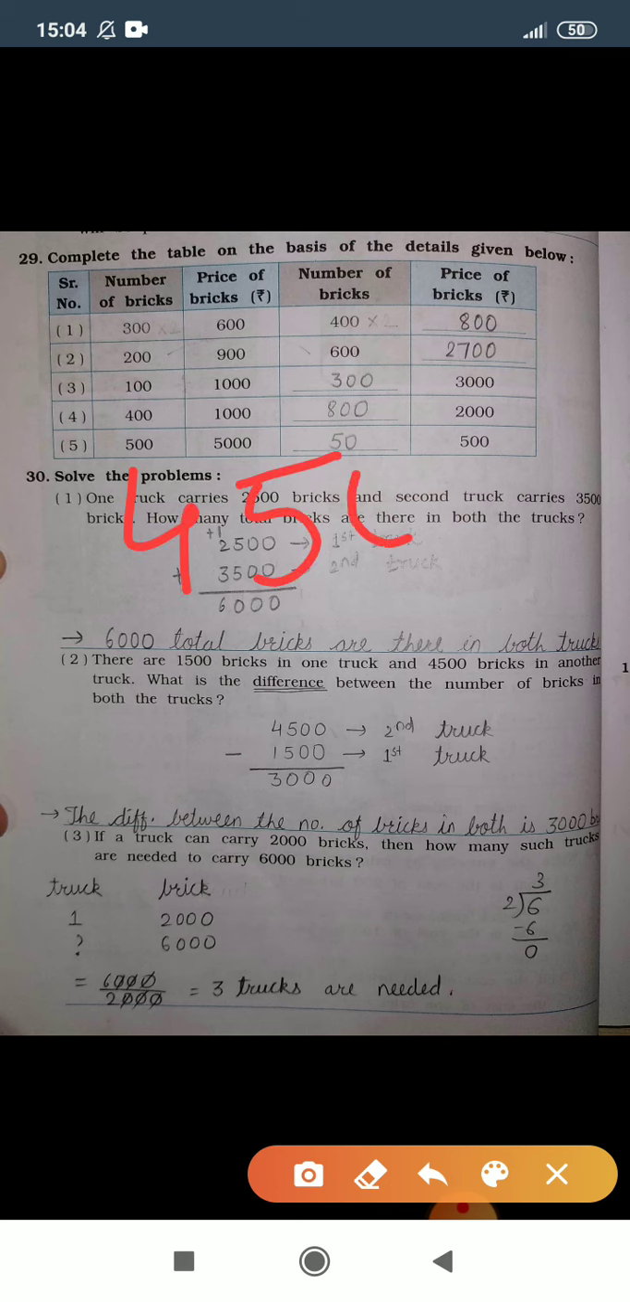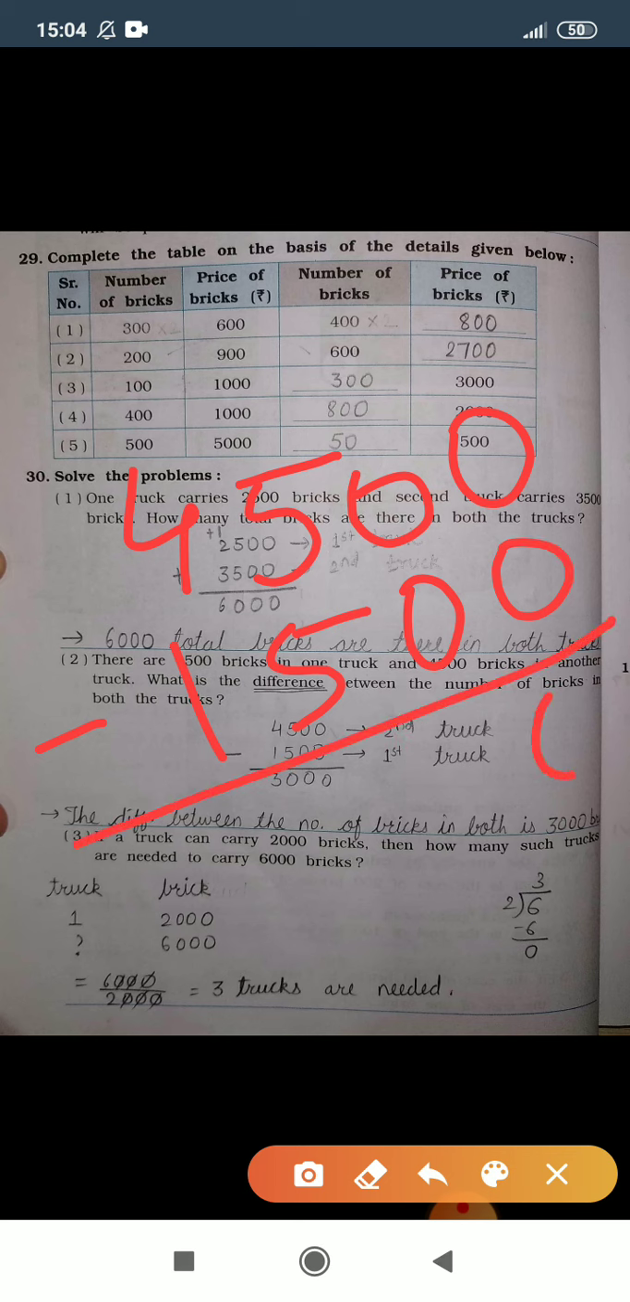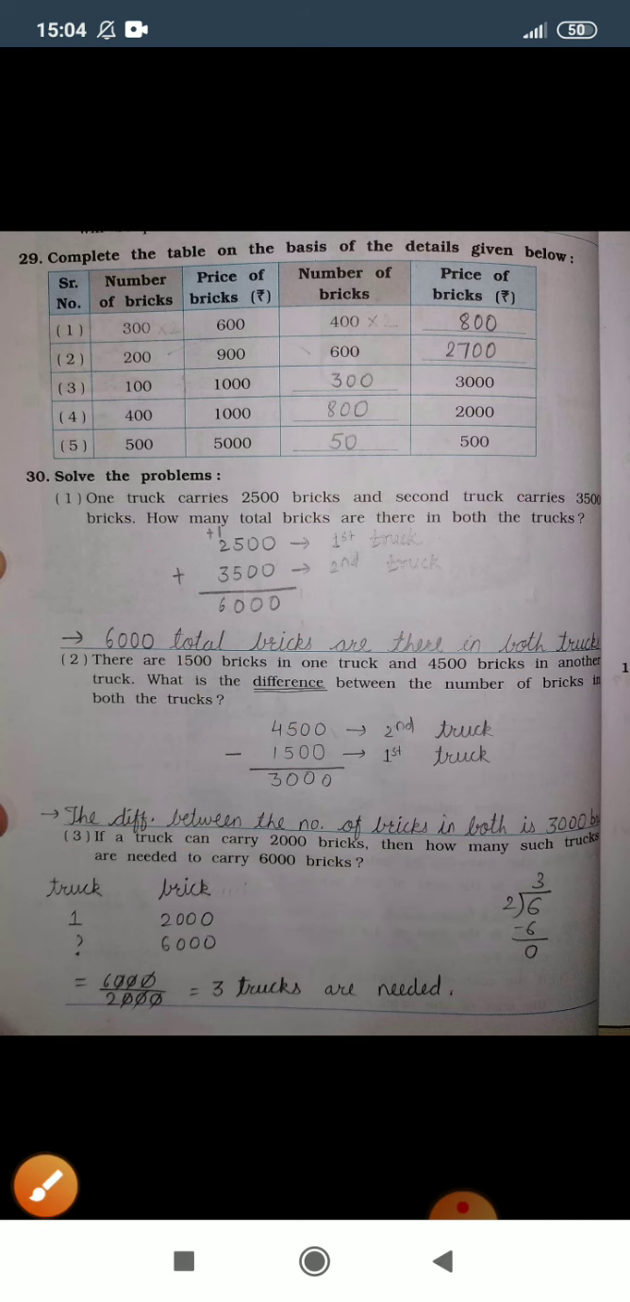4500, the bigger number, will come first at the time of subtraction, minus 1500. So 0 minus 0, 0; 0 minus 0, 0; 5 minus 5, 0; 4 minus 1, 3. So the difference is 3000 bricks.